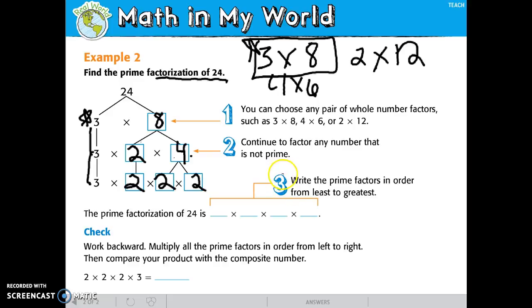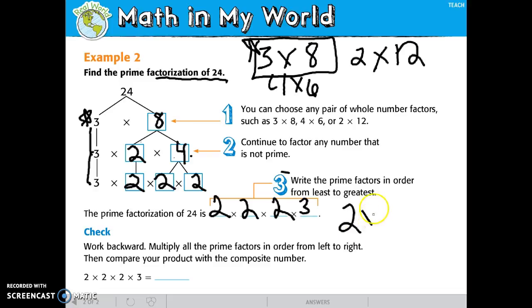So then the last step, step number 3, is to write the prime factors in order from least to greatest. So we have 1, 2, 3. We're going to multiply 2 three times, and then we have a 3. So the prime factorization of 24 is 2 times 2 times 2 times 3. And like I said earlier, to check, we can work backwards. We can multiply all the factors in order from left to right, and then our answer should be the same number that we started with.